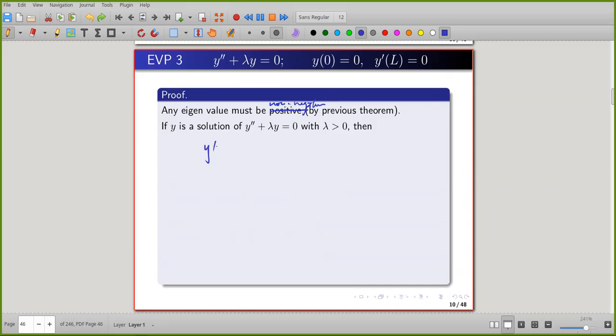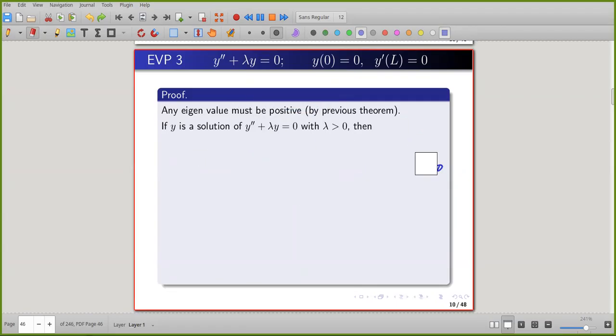But in this case we can rule out lambda equal to 0. If lambda is equal to 0, then we have y of x equal to ax plus b, and we need y of 0 equal to 0, which means b is equal to 0, and y dash of L equal to 0. But y dash at L is A. So this implies A is equal to 0, right? So that's not interesting. So it has to be positive.